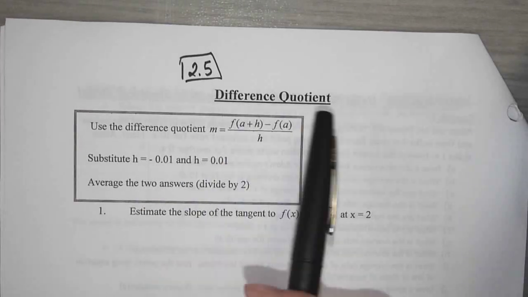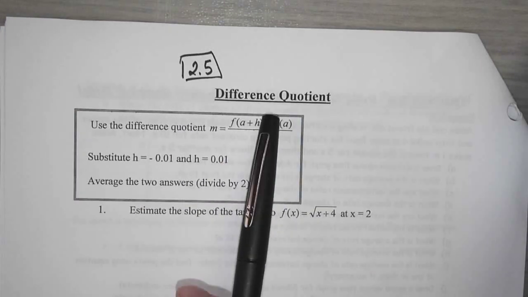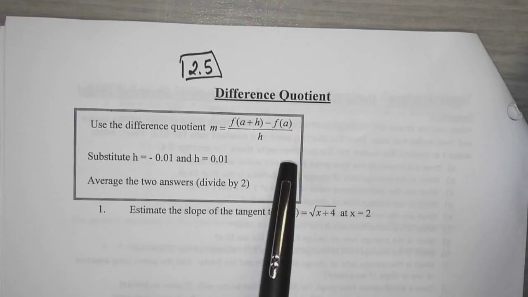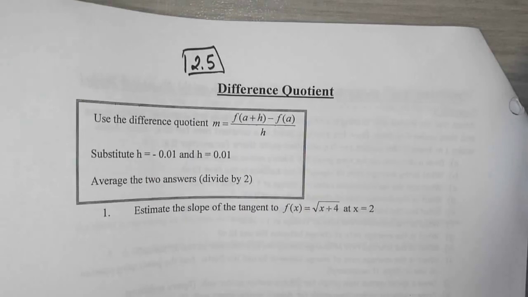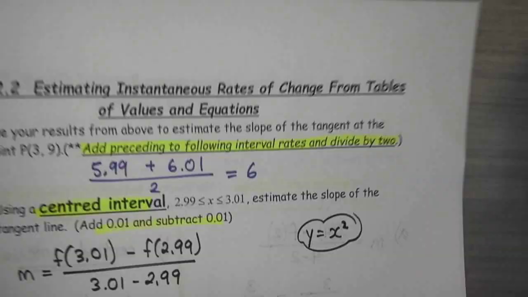2.5, this page before, I just added it in front. We're going to talk about the difference quotient, which is kind of a method that we're going to use. So far, skipping back to 2.2, we have a preceding and following.